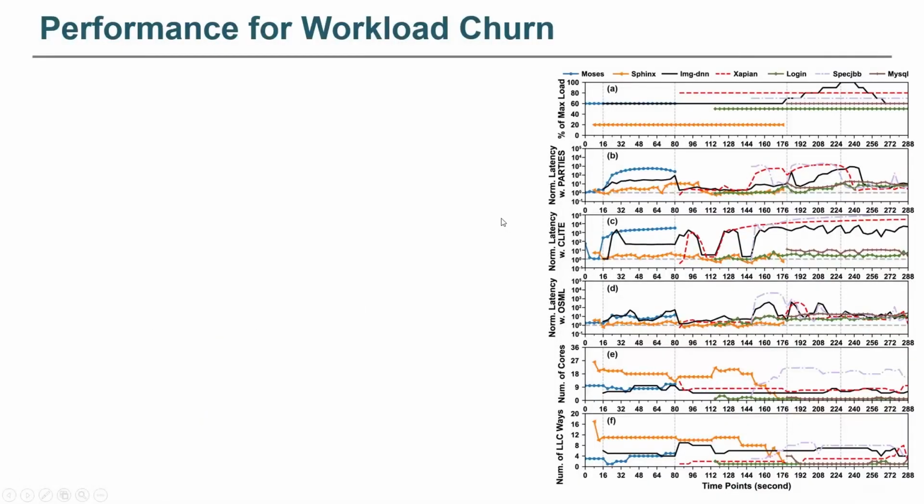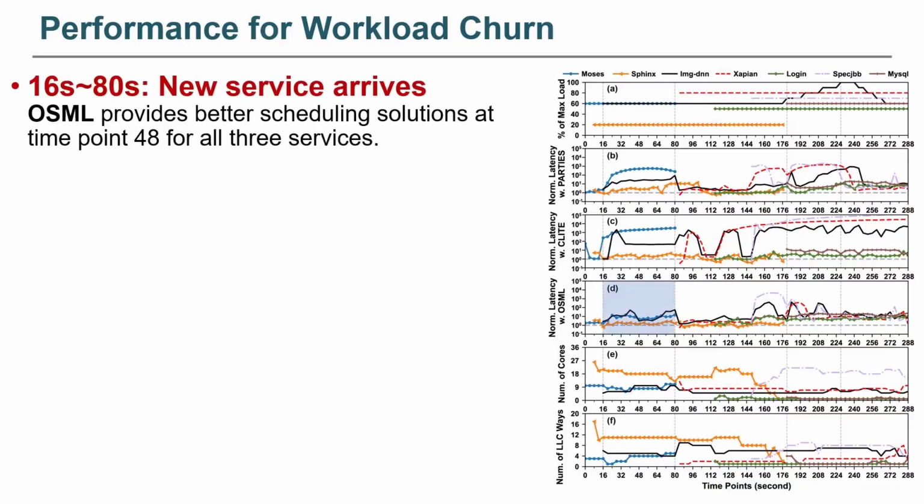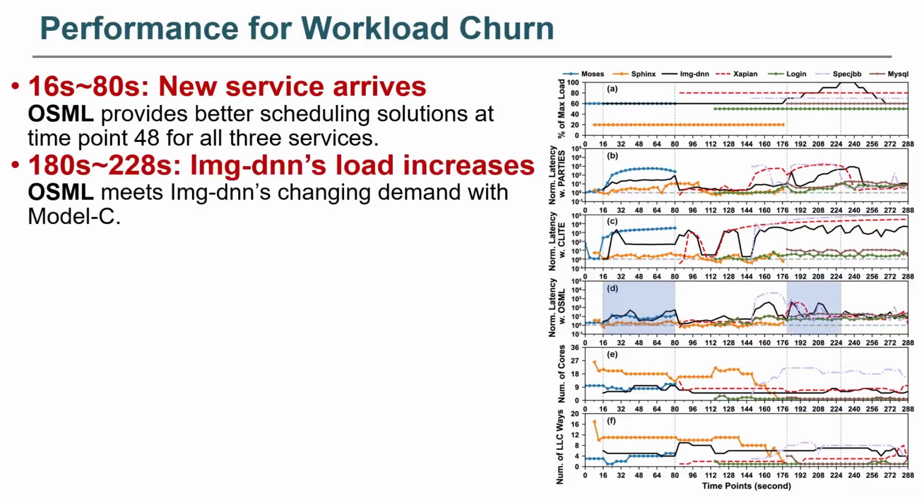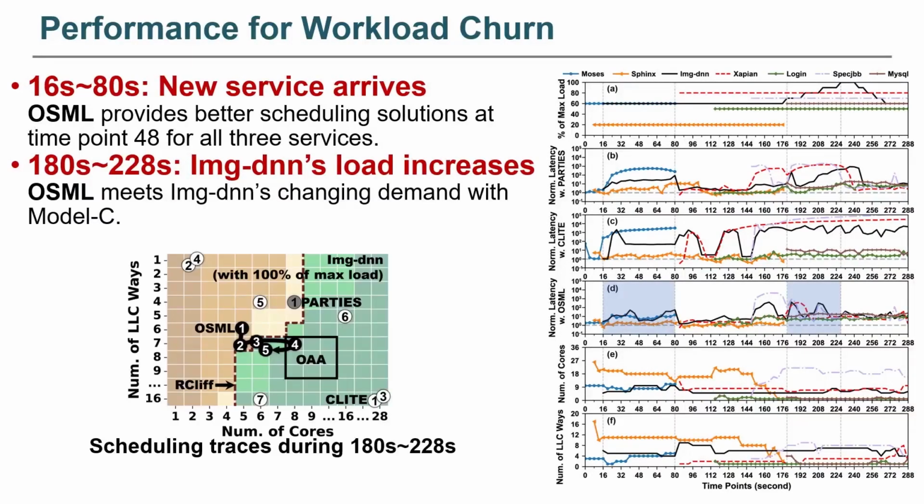We evaluate how OSML behaves with dynamically changing loads. As illustrated in Figure A, in the beginning, 3 LC services arrive. We observe the response latency increases caused by the resource contention among them. OSML provides better scheduling solutions at time point 48 for all 3 services. From time point 180 to time point 228, we increase the load for Img-dnn as illustrated in Figure A. This figure highlights the scheduling actions for OSML and other baselines. OSML's Model C can handle QoS violations of Img-dnn even as the load increases.